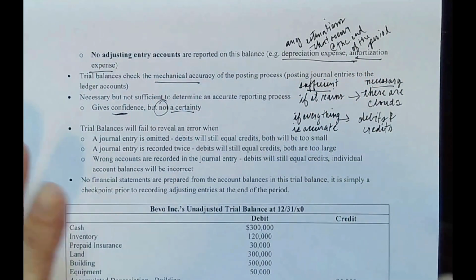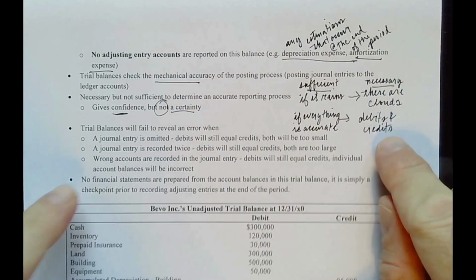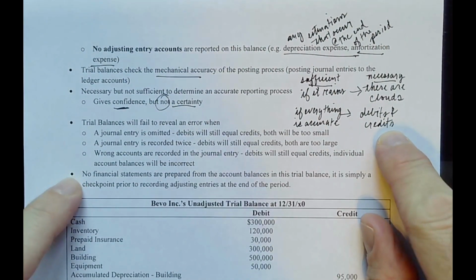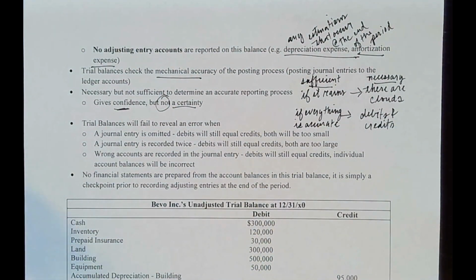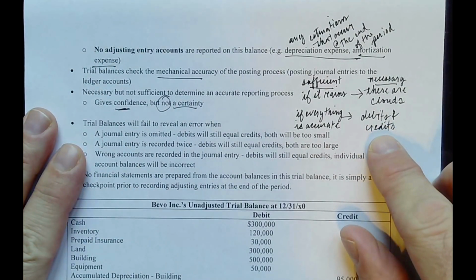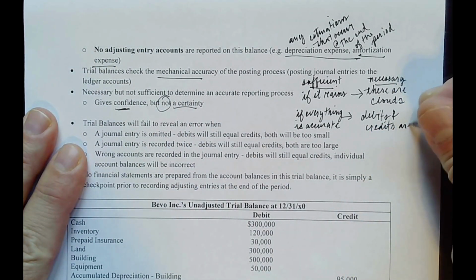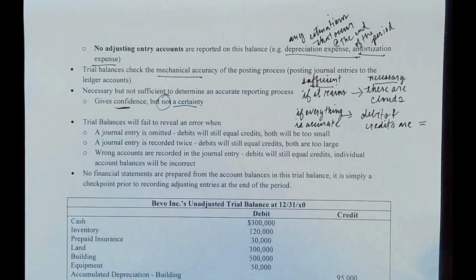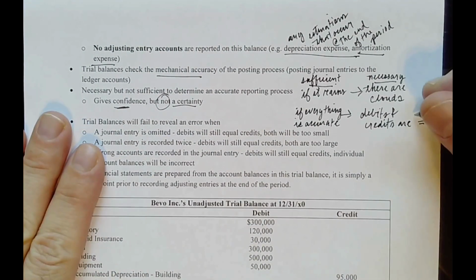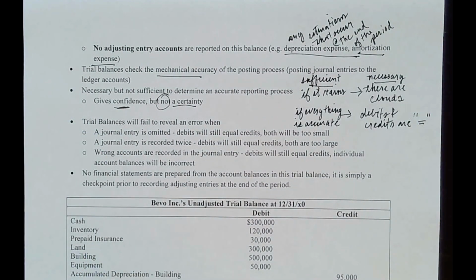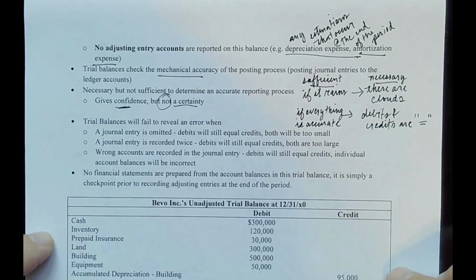So trial balances give us some confidence. It is necessary that debits equal credits for us to have accuracy, but it's not enough to say, oh, debits and credits are equal. If debits and credits are equal, then it's just one of the very necessary conditions for us to be accurate. So when will the trial balance fail to reveal an error?